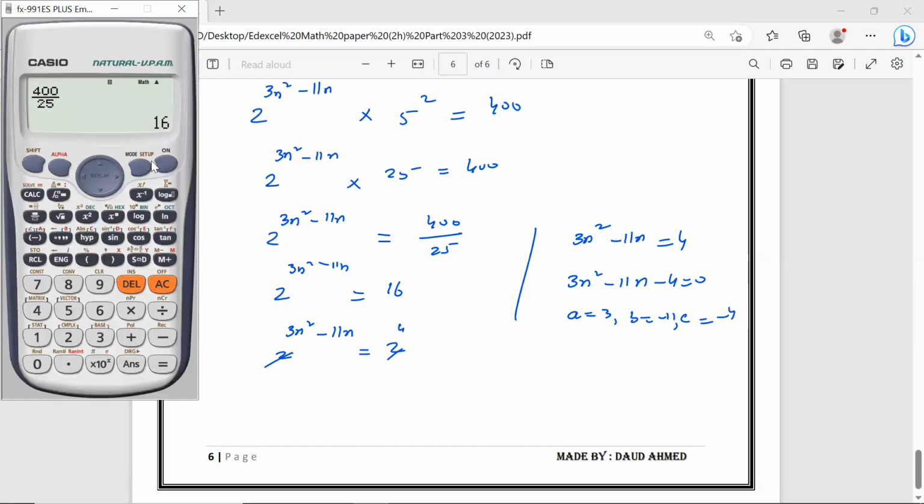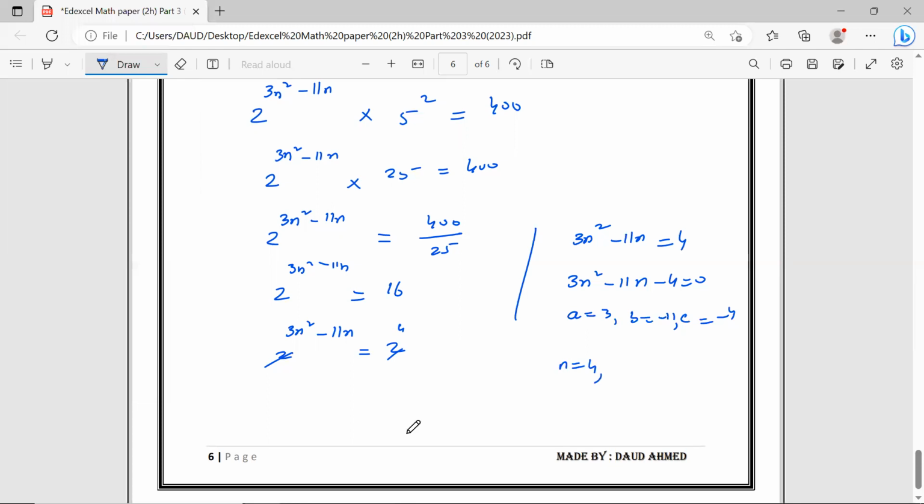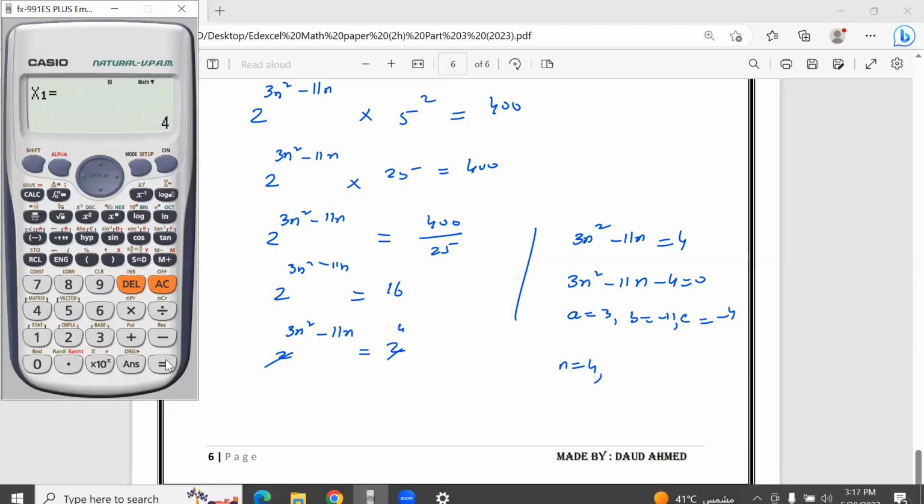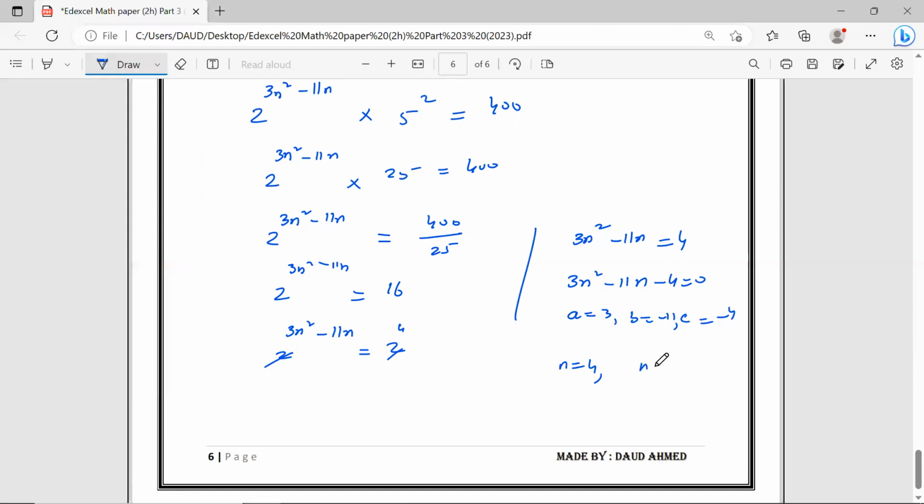So let me check here. Mode 5, it is second order, so 3. The value of a is 3, the value of b is minus 11, and the value of c is minus 4. That gives me one answer, 4, and the second answer, minus 1 over 3. So these are the answers.